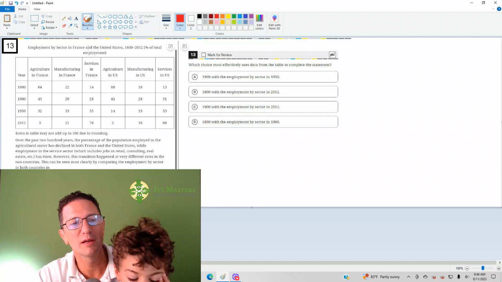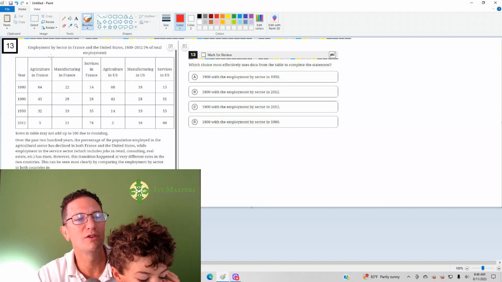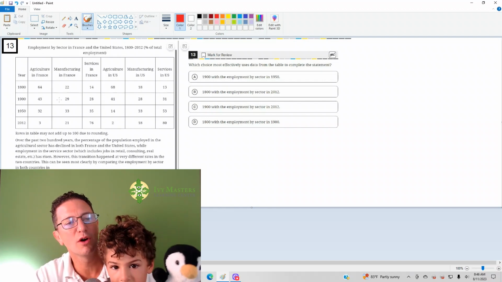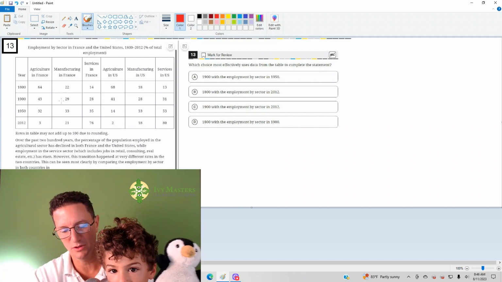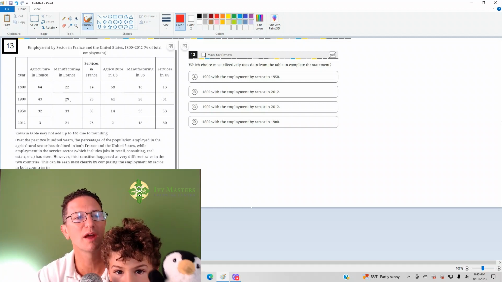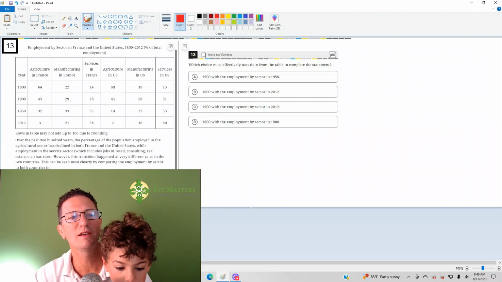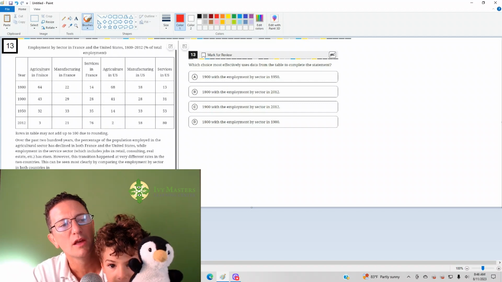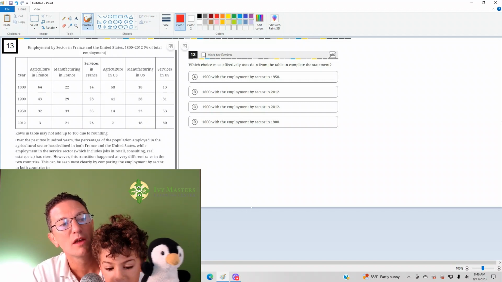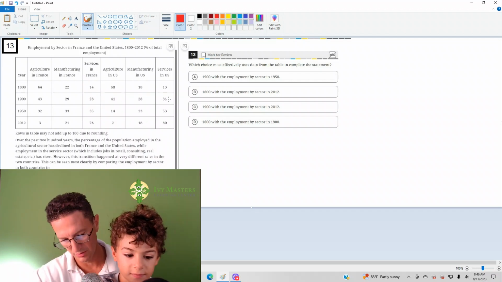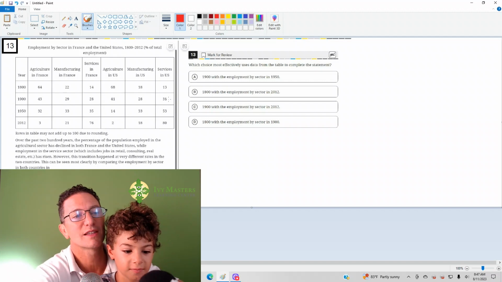Whenever you've got a table or a chart or a graph, you want to read the title, see how it relates, and read all the categories and see how those relate as well. Here, the title is Employment by Sector in France and the United States from 1800 to 2012 as a percent of total employment. You've got the year in the left column, then agriculture in France, manufacturing in France, services in France, and then agriculture, manufacturing, and services in the U.S. So we've got the same metrics for each of them.